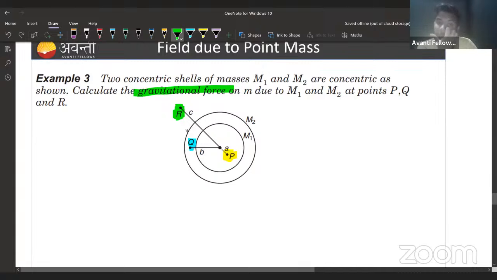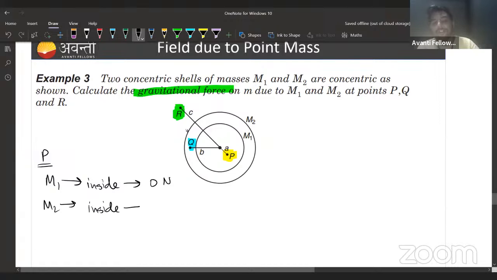Hopefully, this is clear. Now, for point P, see, it is inside M1. For M1, this point P is inside the M1. So there won't be any force due to M1. Hence, force is 0 Newton. For M2 as well, this point is inside, right? So hence 0 Newton. So force on point P is equal to 0 Newton. Hopefully this is clear, right?